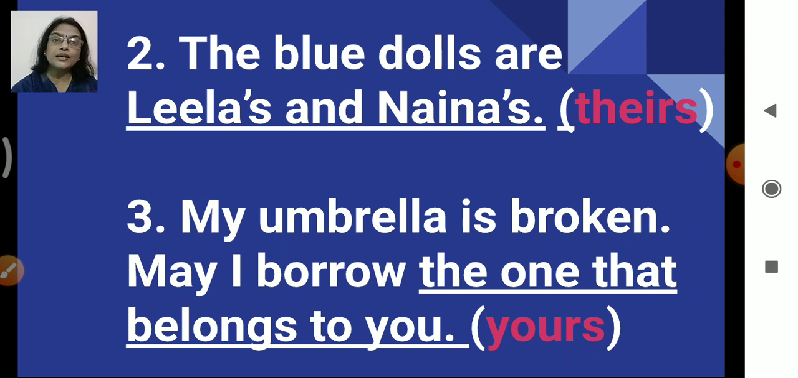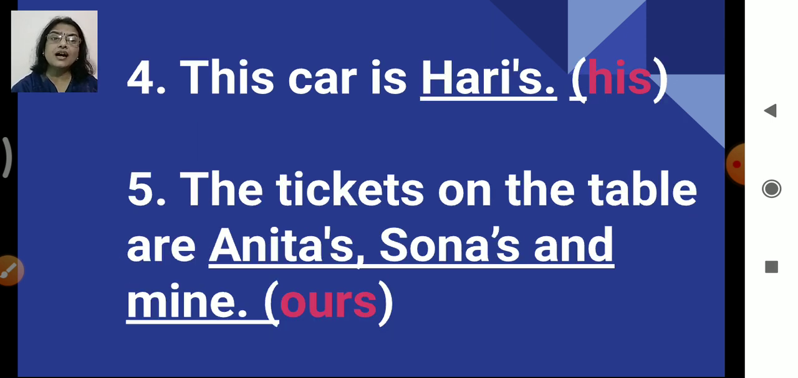My umbrella is broken. May I borrow the one that belongs to you? Means yours. My umbrella is broken. May I borrow yours? Right? This car is Hari's. So his is the answer. The tickets on the table are Anita's, Sona's and mine. Okay, that means you are also included here, right? Mine. So our answer is ours. The tickets on the table are ours. Followed?